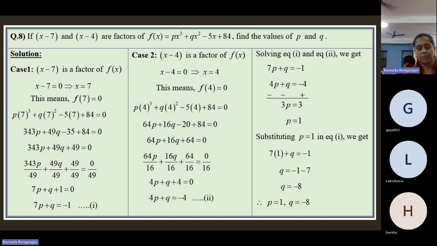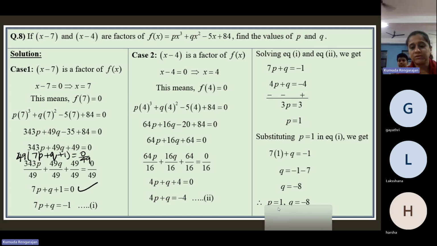Why can't she take a common factor in this step? It's the same. Taking a common factor is the same. Now if you take out 49 common, then you'll get 7p plus q plus 1 is equal to 0. Then the 49 will come for division here. So you'll get the same thing: 7p plus q plus 1 is equal to 0. It's the same. Okay, all of you can listen to this.